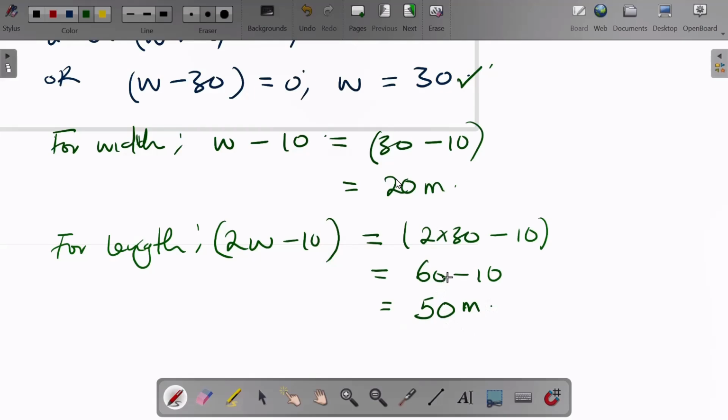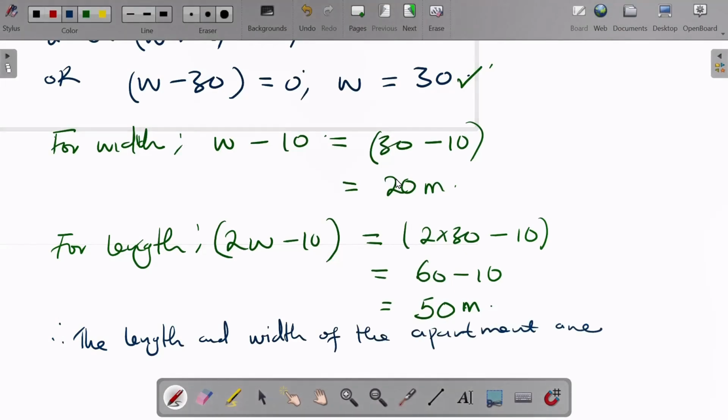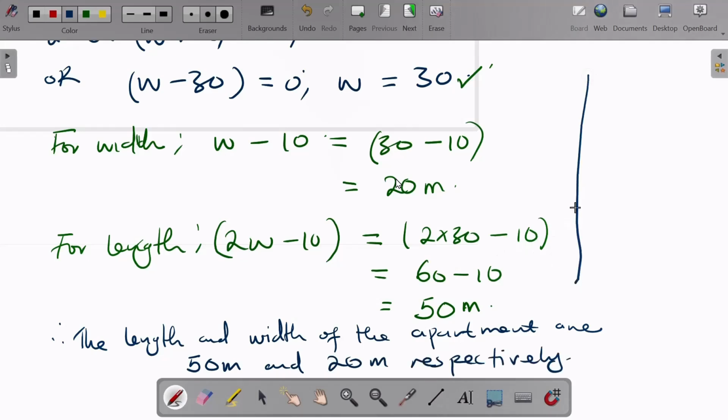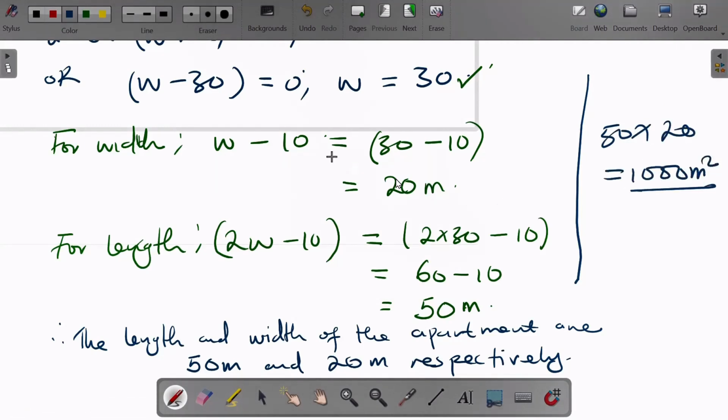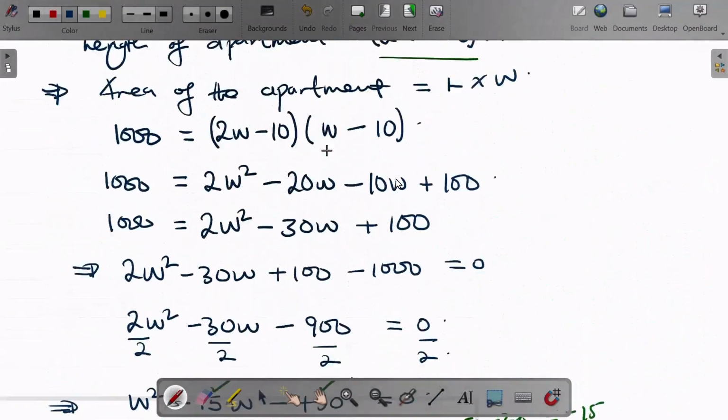We can now conclude by saying that therefore the length and width of the apartment are 50 meters and 20 meters respectively. You can prove here, see that if you have 50 multiplied by 20, our answer is going to be 1000 meters squared, which is the one given as the area of the apartment to be constructed here.